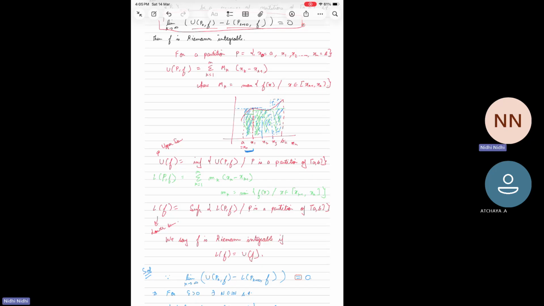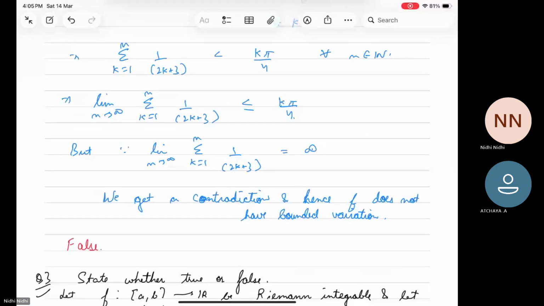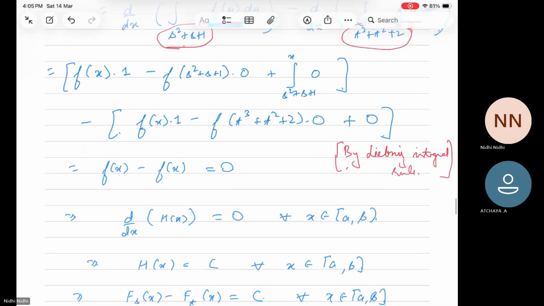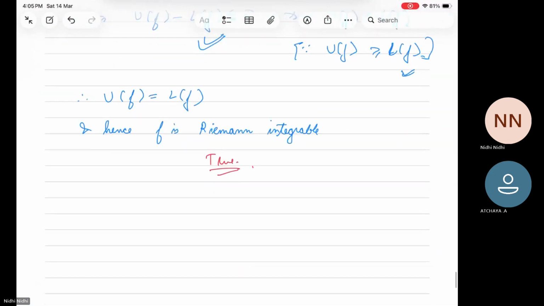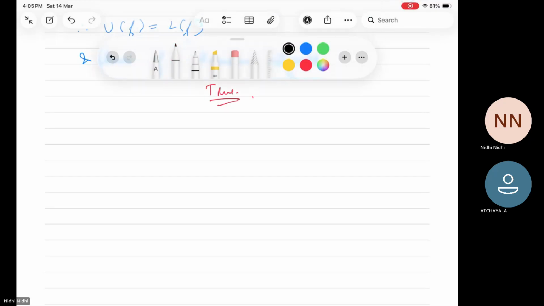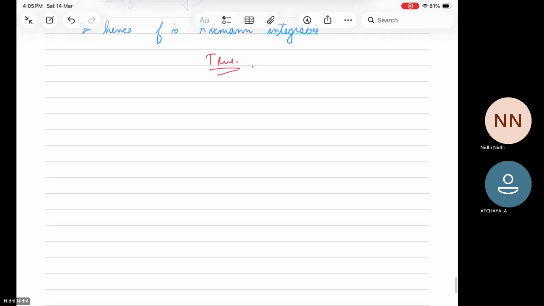Okay, so if there is no doubt, we can move to the next question, question number 5. State whether true or false.